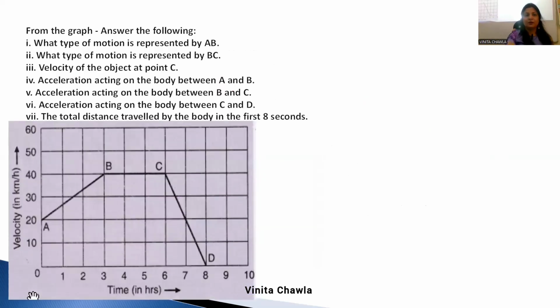Next question. From the graph, answer the following. What type of motion is represented by AB? AB, it's a velocity time graph, right? This is a velocity time graph. Velocity is in kilometer per hour and time is in hours. So what type of motion is represented by AB? AB represents uniform acceleration.